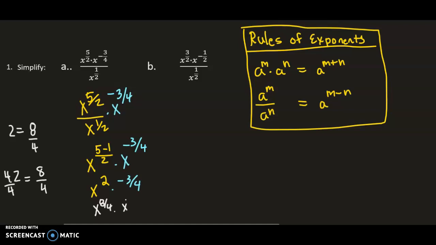And we have to subtract 3 over 4 from it, because this is x raised to the 8 minus 3 over 4. 8 over 4 minus 3 over 4. So that's 5/4. So this simplifies to x raised to the 5/4.